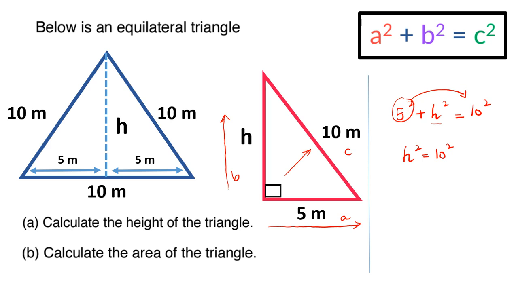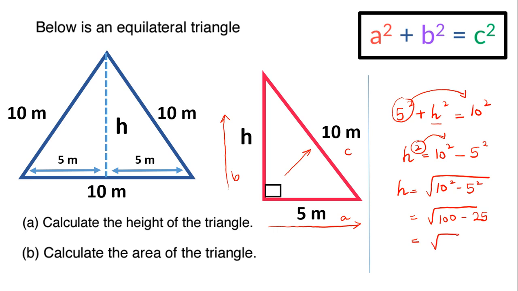Now, when this 5 squared is positive on this side, when it goes to the other side, it turns into a negative, and we have h squared equals 10 squared minus 5 squared. Now, when this square right here goes to the other side, it turns into a square root. So I'm going to be doing the square root of 10 squared minus 5 squared, which is, if I take the square root, then 10 squared is 100 and 5 squared is 25. So, which means 100 minus 25, I have the square root of 75.